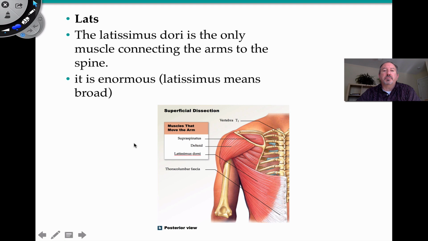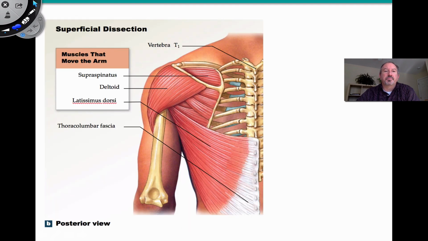Latissimus means broad, so it's a really broad muscle. Basically, it's the only muscle connecting the arms to the spine, so it's rather important. Sometimes it's simply referred to as your lats. You might be familiar with that. Likewise, your pectoralis major is your pecs. So your pecs and your lats, if you will. And here's another picture of the latissimus dorsi.